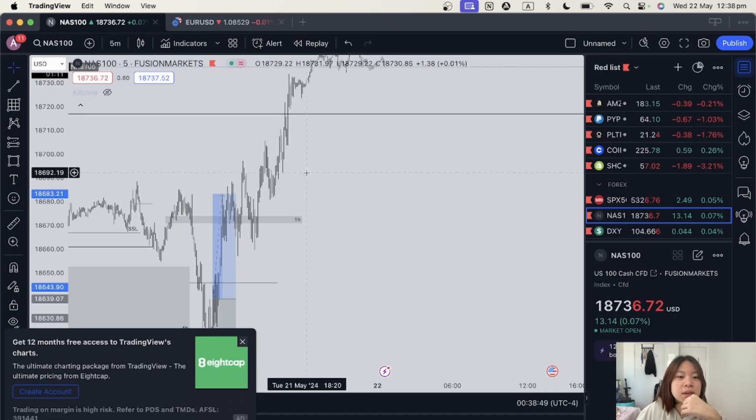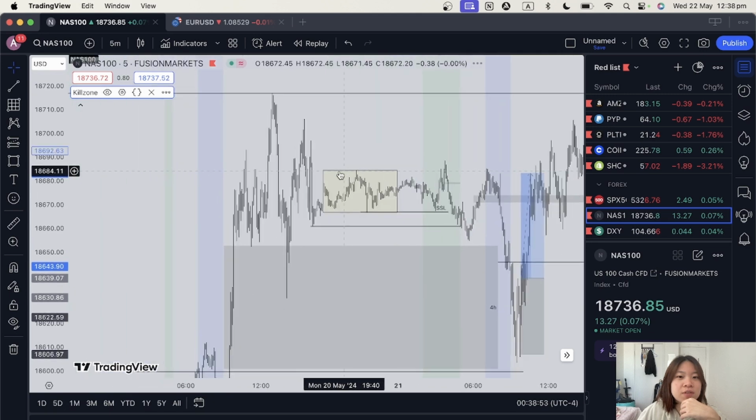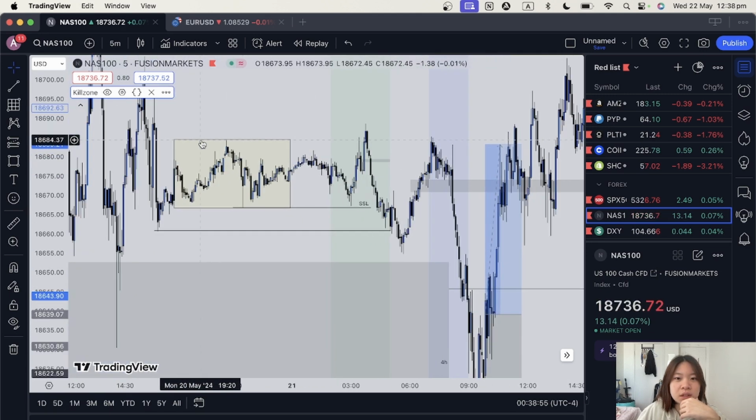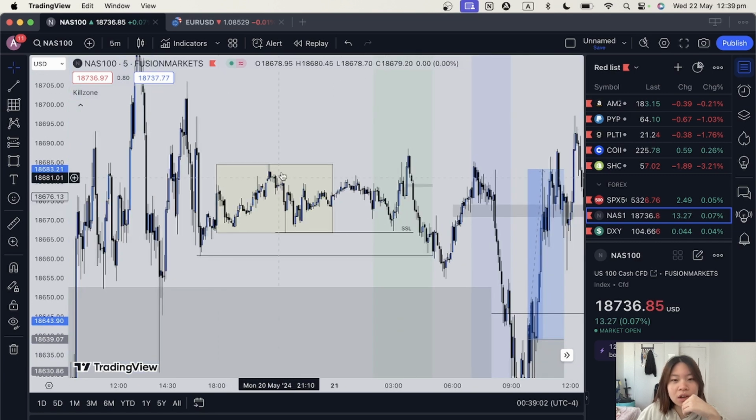Then NASDAQ. Honestly, NASDAQ was the better one to trade yesterday, and in London session I should have stayed focused on NASDAQ, but I didn't. It was such a small range, this range. I don't exactly remember what I said, but I think I said that it would come up here, sweep this, and then go down. And it did exactly that. It went up there, swept, and then just came down, but there was no entry, so I couldn't enter.